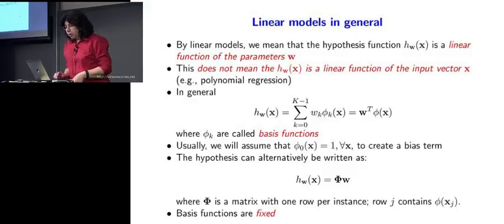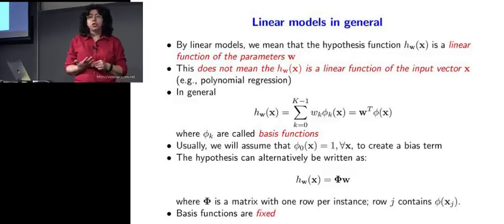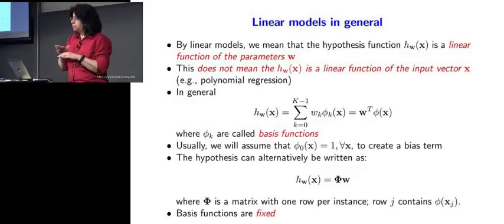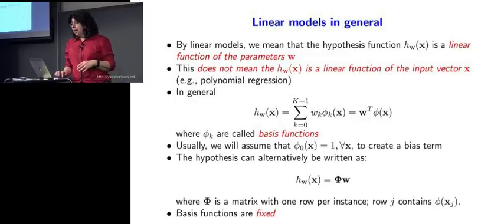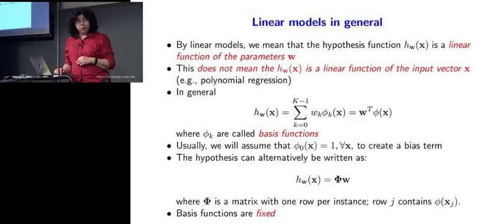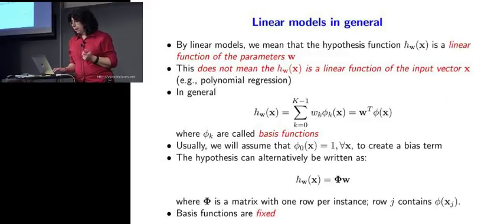So in general, we have linear models, by which we mean a function that is linear in the parameter vector. It doesn't mean that it's linear in the inputs. For example, if I use basis functions that are polynomial, I'm going to obtain something called polynomial regression, where the dependence is linear on the parameter vector, but not on the inputs. And we very often, of course, are going to still have a bias term.